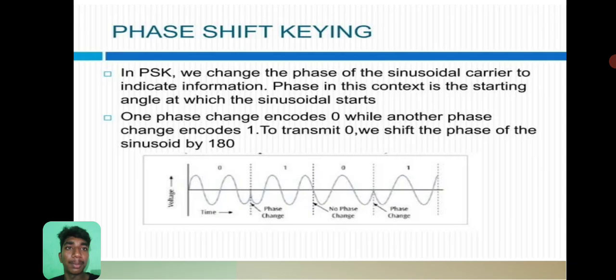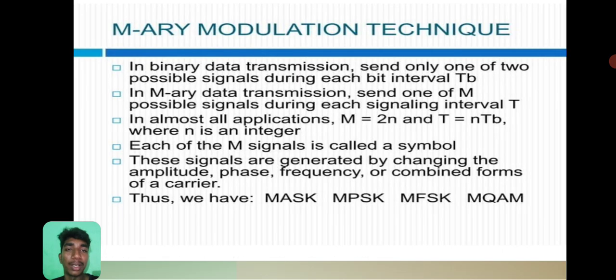Phase shift keying: in PSK, we change the phase of the sinusoidal carrier to indicate information. Phase consists of the starting angle at which the sinusoid starts. One phase change encodes 0 while another phase change encodes 1. To transmit 0, we shift the phase of the sinusoid by 180 degrees.